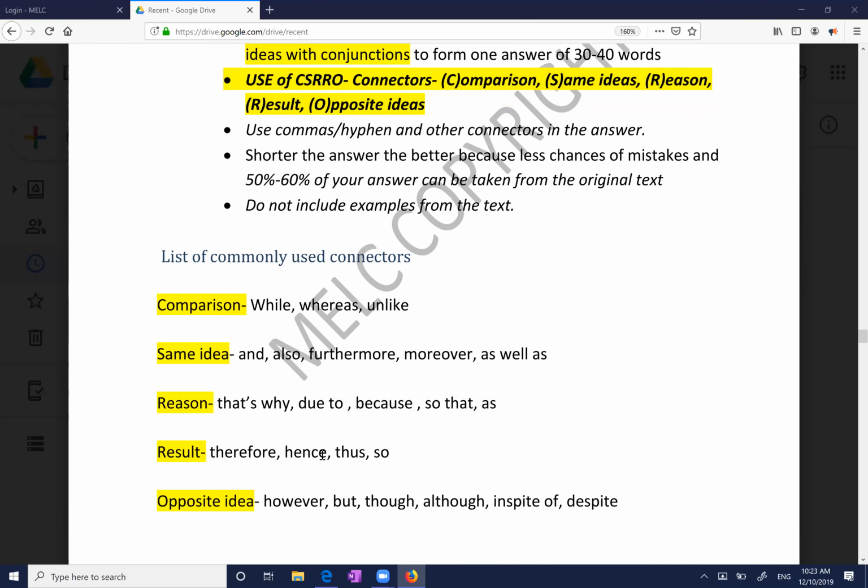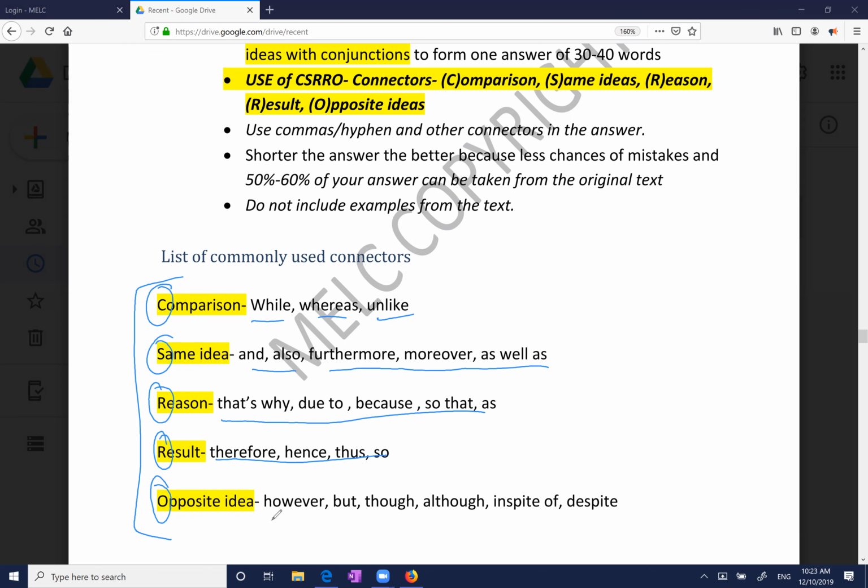If you see, the 5 most common types of connectors are as follows. We term them as C, S, R, R, O. How do we term it? C, S, R, R, O: Comparison, same idea, reason, result, and opposite idea. So these are the words that help us show comparison, same idea, reason, result, and opposite idea. There can be more words than this, but these are the most commonly used words. Does that make sense? Yes or no?